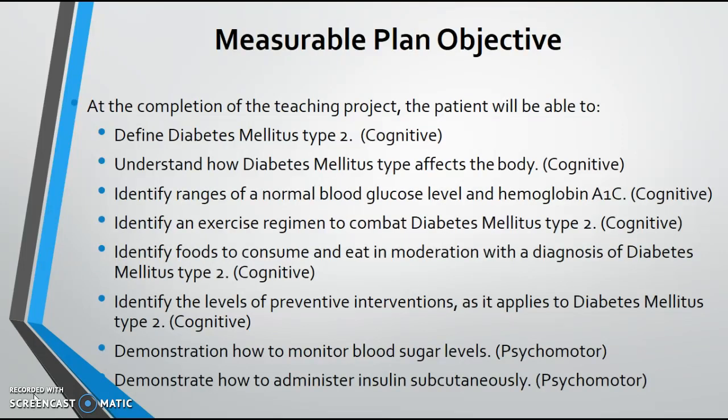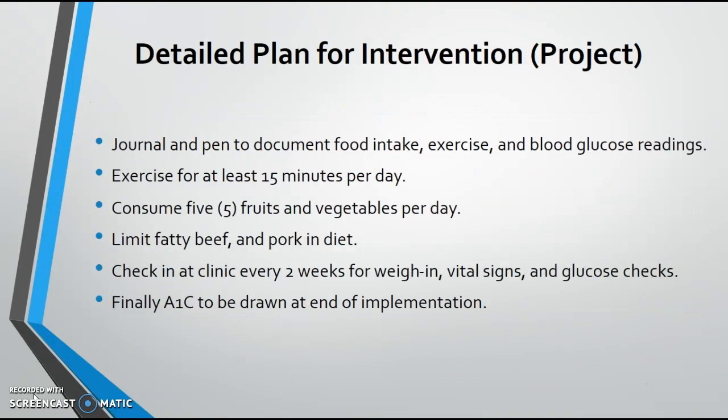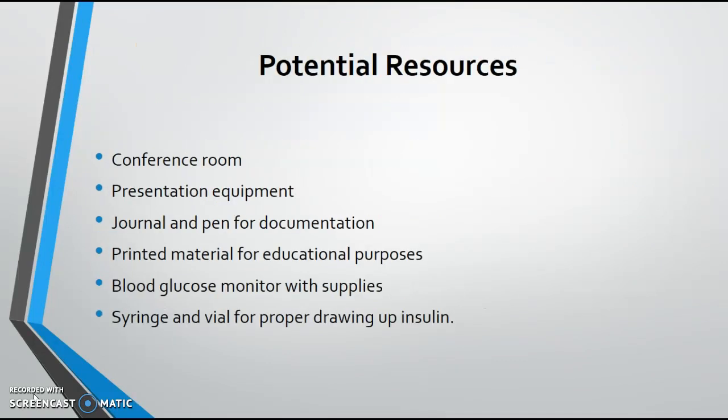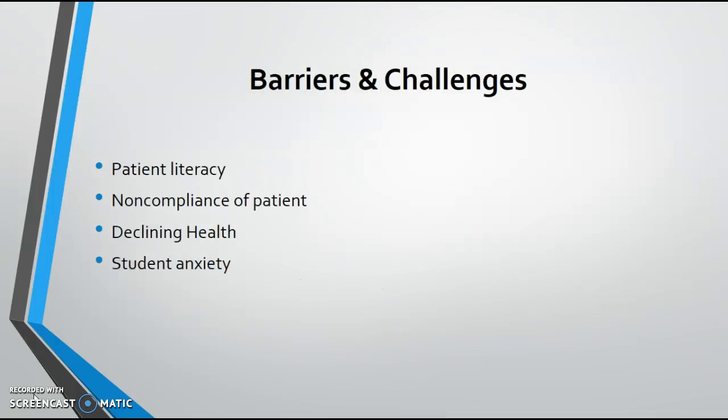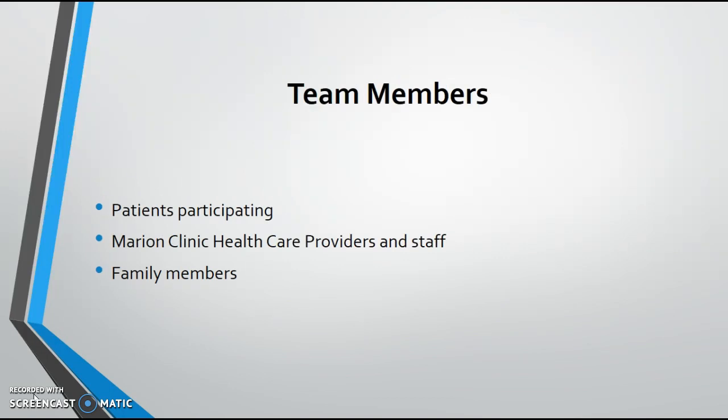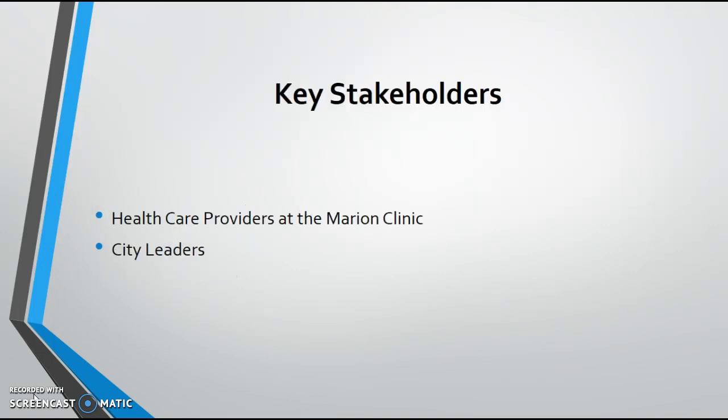These are my measurable plan objectives. This is the detailed plan for intervention. Some potential resources that I would possibly use. Barriers that I may face during the project. Team members to get the project implemented. Some key stakeholders.